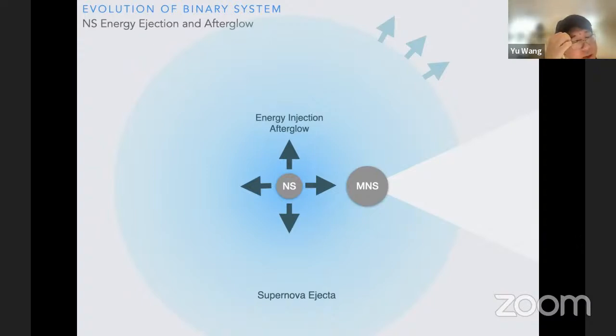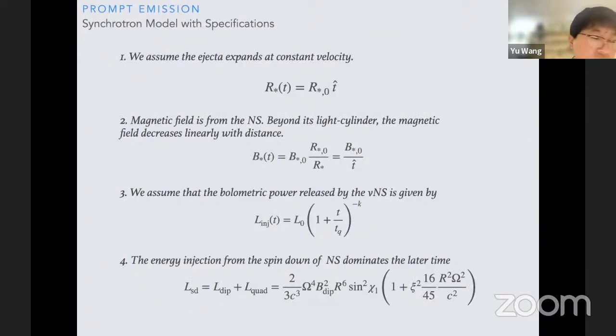The afterglow is produced by the mildly relativistic expansion of the supernova ejecta in the presence of the magnetic field of the new neutron star. We know this synchrotron model is widely adopted in GRB physics, so we also adopted it for the afterglow, but with some different specifications. First, we assume the ejecta expands at a constant, low velocity, around 0.1 c. So the radial evolution is a linear movement, whereas the traditional model always considers an ultra-relativistic shock wave, which has a much faster velocity than ours.